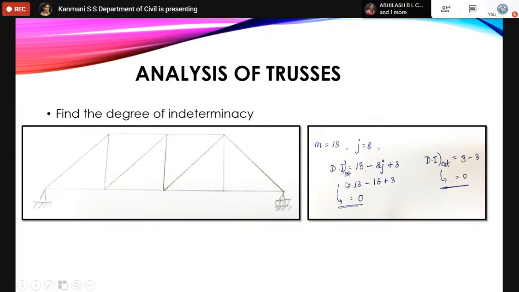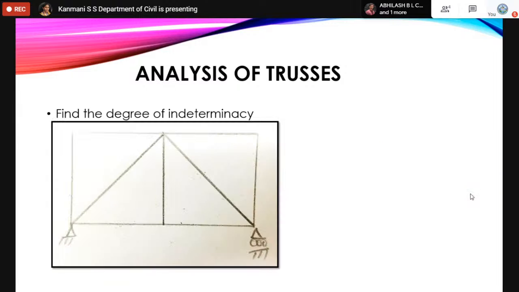The degree of indeterminacy formula goes: the unknown forces in the members, it is 13, minus the available equations of equilibrium, which are 2j plus 3. So degree of internal indeterminacy is 0. If you see external indeterminacy, the available support reactions, here we have a hinge and a roller, totally 2 plus 1, 3 reactions, minus 3 equations of equilibrium. So it is externally stable and determinate structure. So this is how we find the degree of indeterminacy.